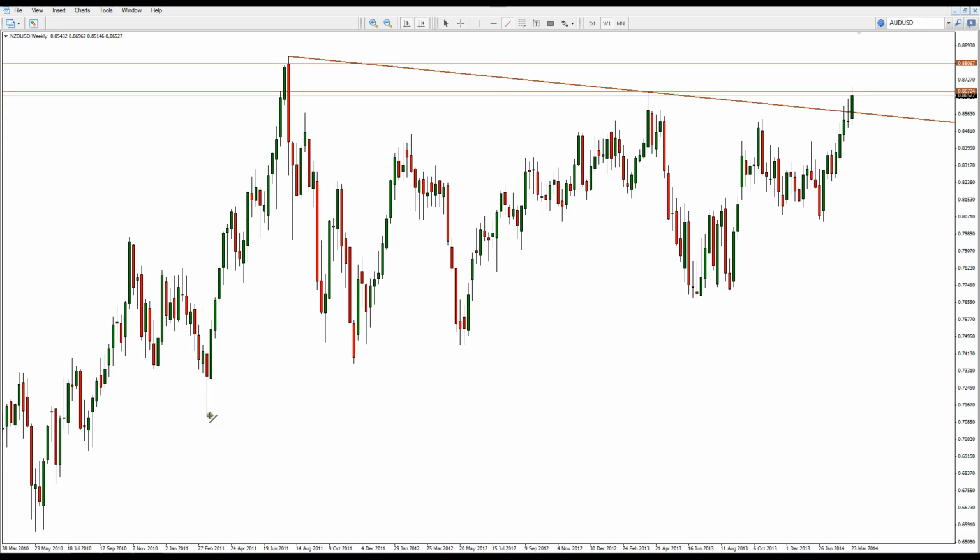And let's remember that the price was within this dynamic range market as a triangle, and in this week we are seeing the price close above its resistance level. So it's a very strong bullish information.